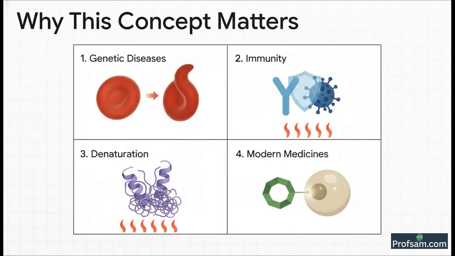So why does this concept matter so much? Well, because this single idea that structure determines function, it explains so many things. It tells us how genetic diseases like sickle cell anemia happen. It helps us understand how our antibodies fight infections. It even explains why heating food changes it. This idea is the basis for so much of modern medicine.